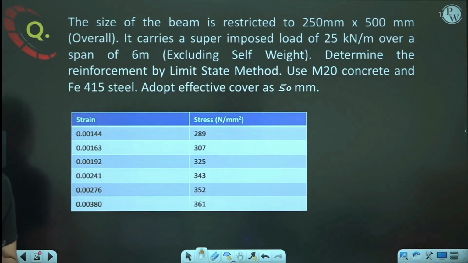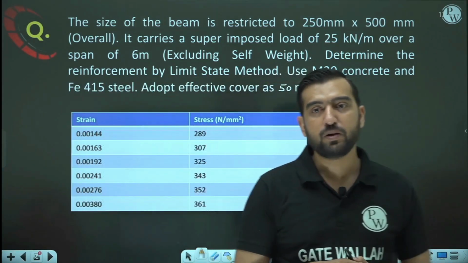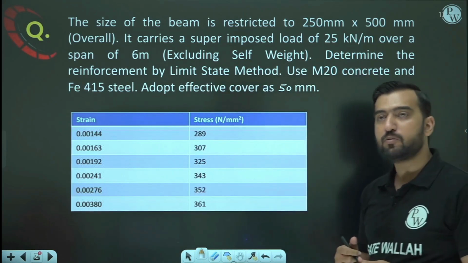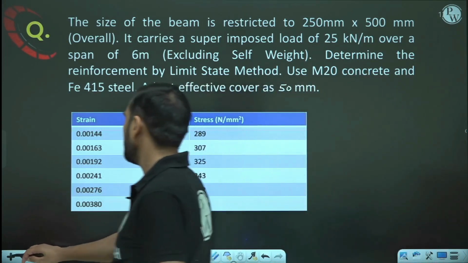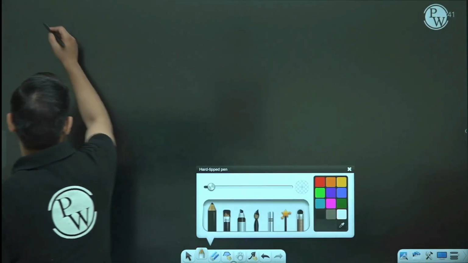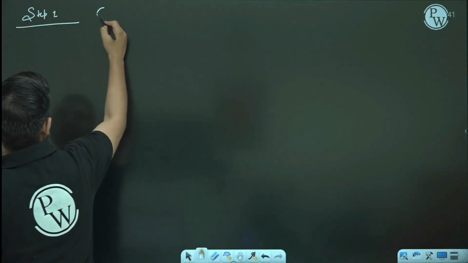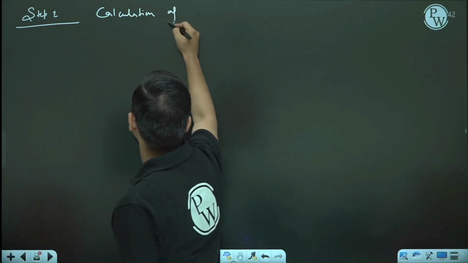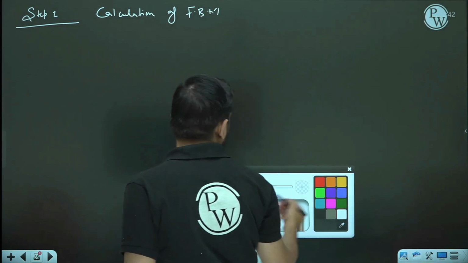The very first step is to calculate the factored bending moment. But for getting the value of the factored bending moment, my dear friend, you need to calculate the load. So step number 1 is the calculation of the factored bending moment, and for that we need to calculate the load.